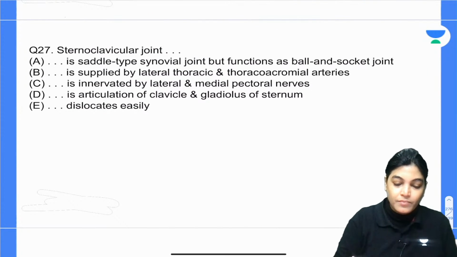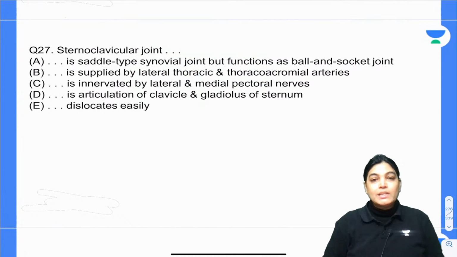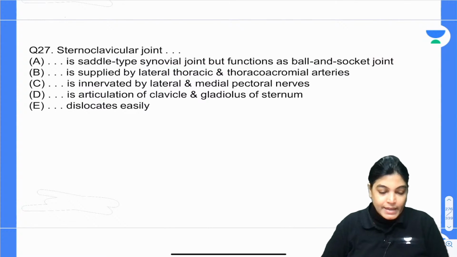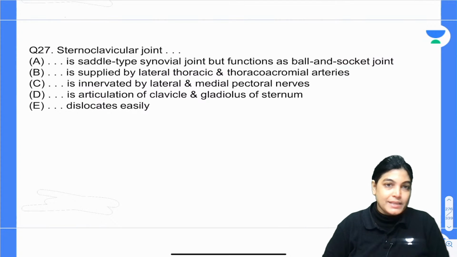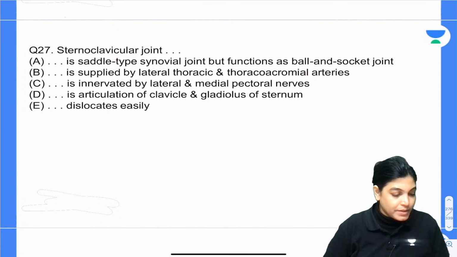All the best here. Sternoclavicular joint: option A, it is a saddle type of synovial joint but functions as a ball and socket type of synovial joint. Option B, it is supplied by lateral thoracic and thoracoacromial arteries. Option C, it is innervated by lateral and medial pectoral nerves. Option D, the articulation of clavicle and gladiolus of sternum dislocates easily. Mark the correct answer.